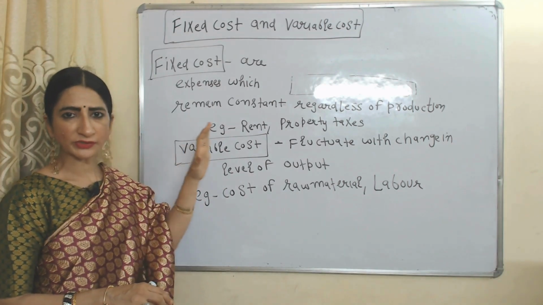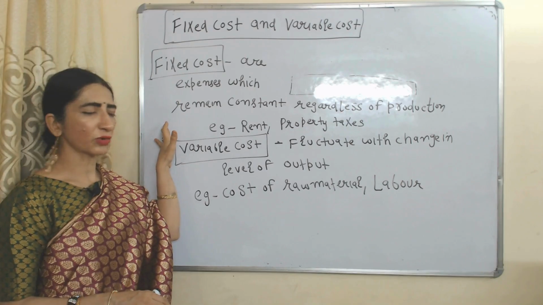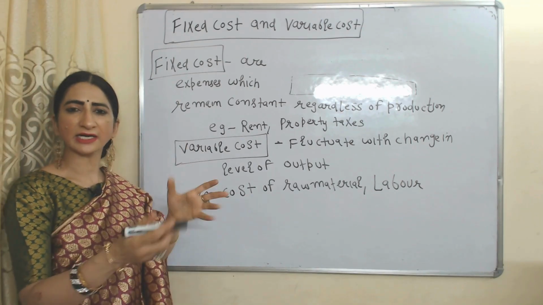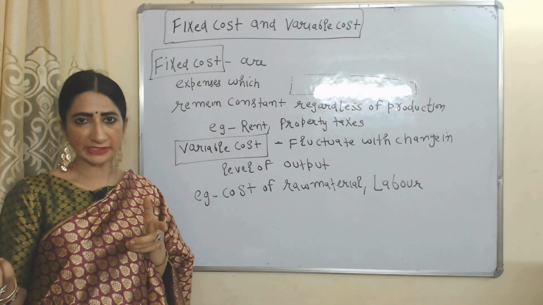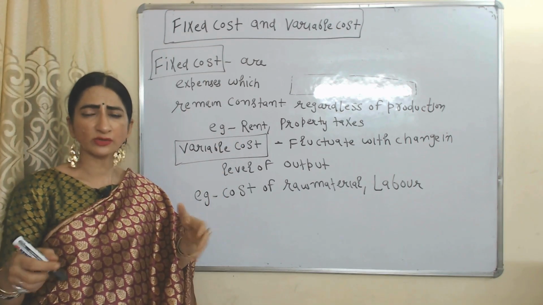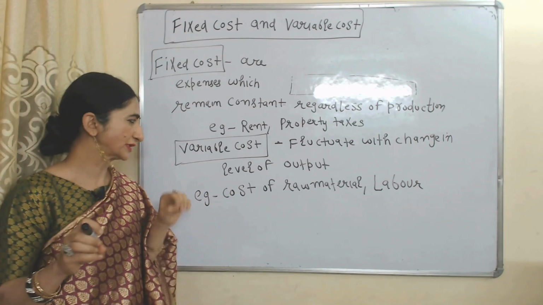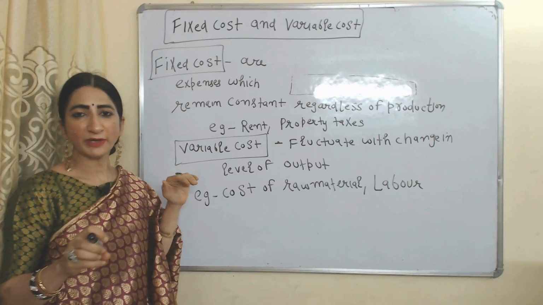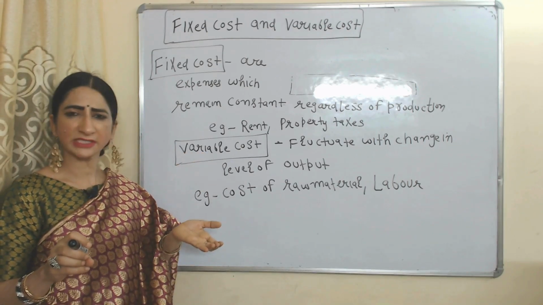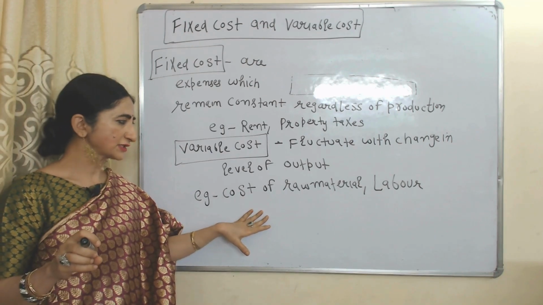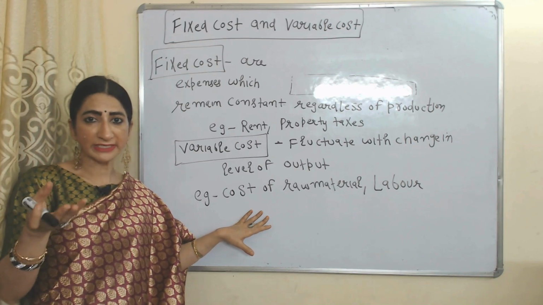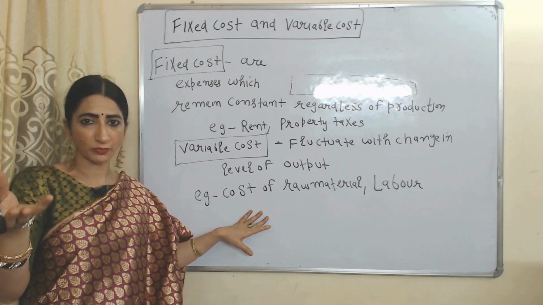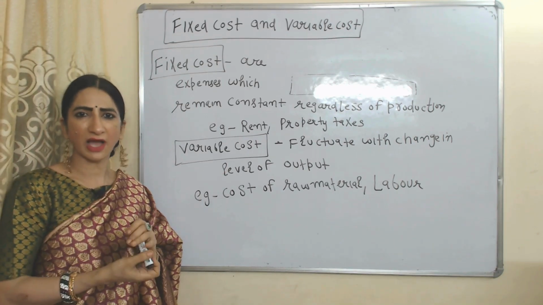Next is fixed cost and variable cost. Fixed cost remains constant regardless of production. For example, cost of rent, cost of property tax remain constant no matter how much production you are doing. Variable cost fluctuates with the change in level of production. For example, cost of raw material and labor. As we know, cost of raw material and labor increase as you increase output, but reduce as you reduce output.